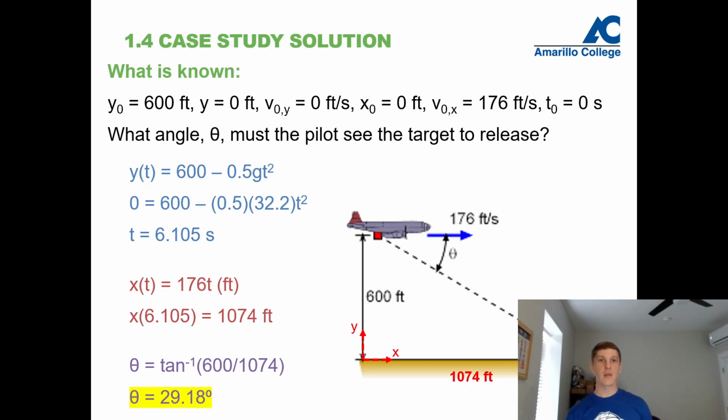So when the pilot looks out of his airplane and sees the target downwards at an angle of 29 degrees, he can release the package, and that package should land right on top of the target.